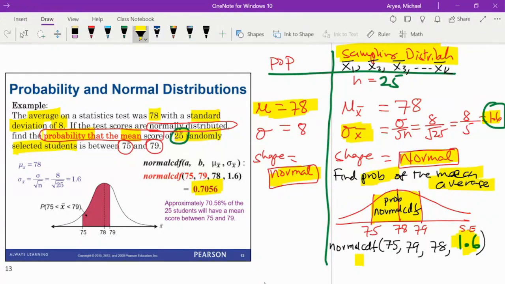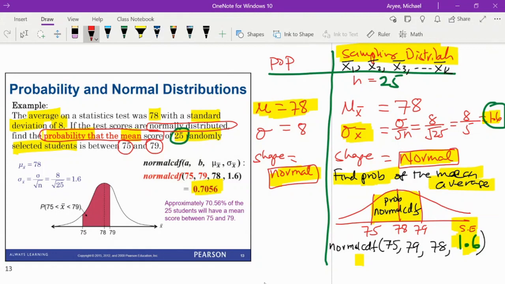Do you always use the standard deviation from the sampling distribution? You use the standard error. So is it always the one from the right side and not the left? Always the one on the right side, provided the question says find probability of a mean. If it says find probability of the mean, then you use the standard error.